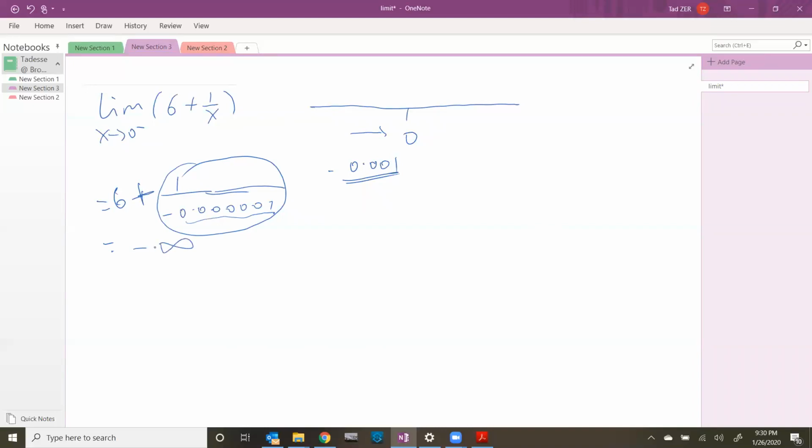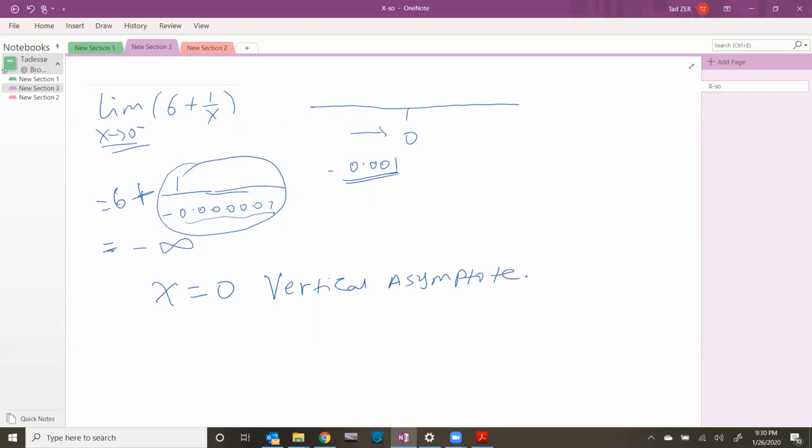Negative infinity. So what does that mean? The limit of 6 plus 1 over x as x approaches 0 from the left goes to negative infinity. So the limit does not exist. Again, similarly, the geometrical meaning of this limit going to negative infinity is that x equal to 0 is a vertical asymptote.